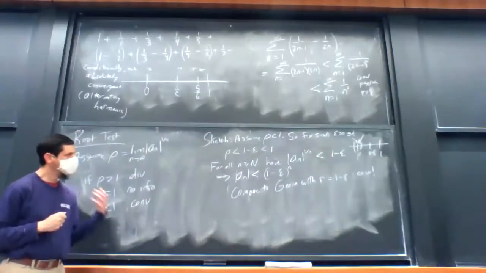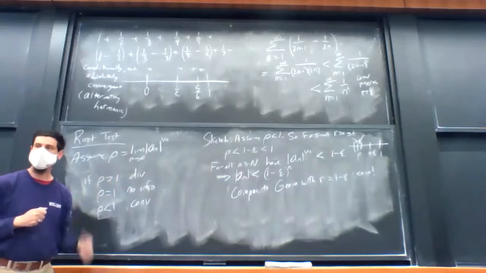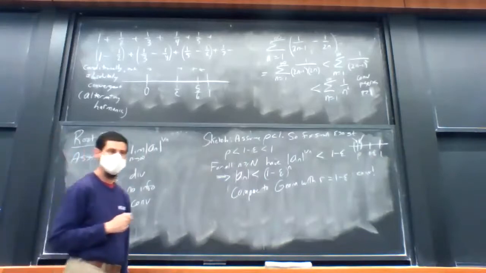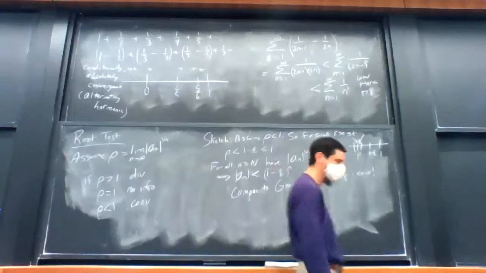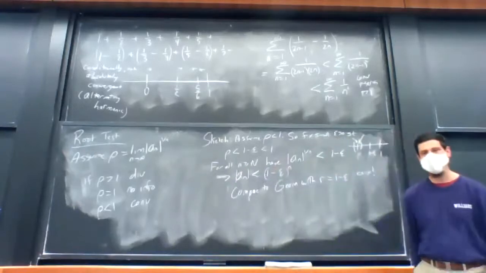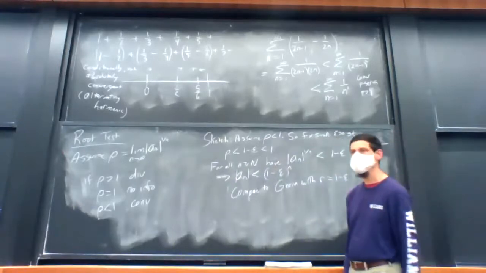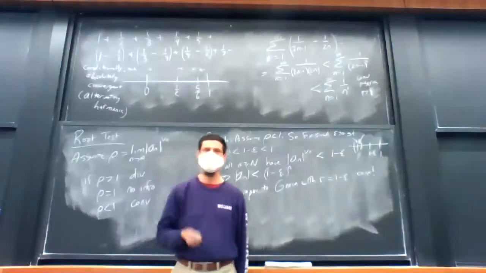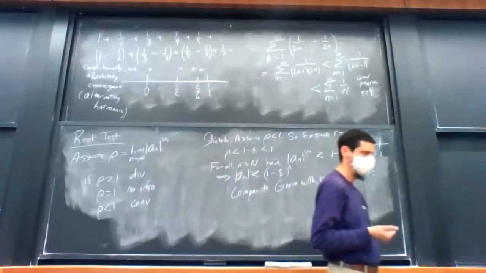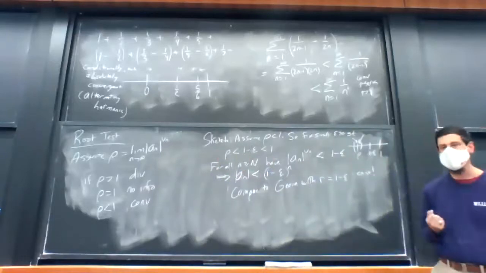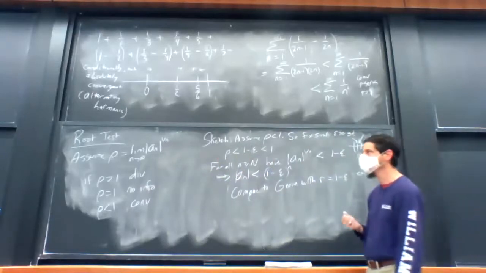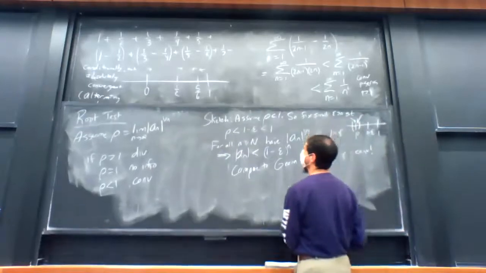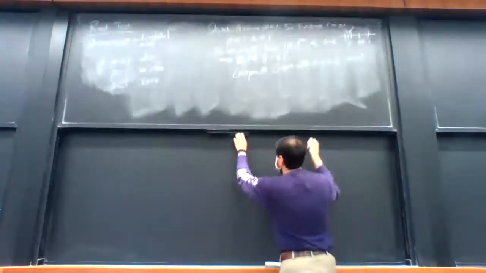So this is a sketch of why the root test works. And the root test and the ratio test, what they're really doing is they are doing the comparison for you under the hood. When you calculate rho, it's comparing it to a geometric series for you. And so it is amazing how often we are just going back to the geometric series. Okay.